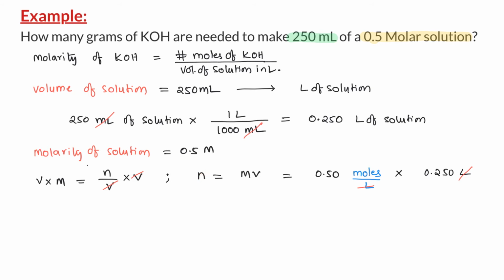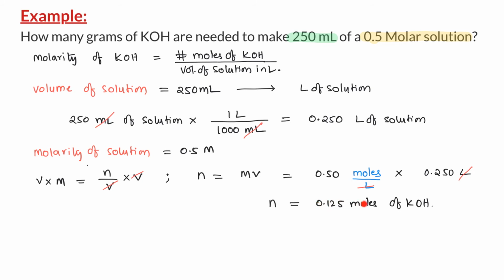If you are left over with a wrong unit, that means you have set up the formula wrong. So it acts as an internal check. Anyways, if we do the math, we get 0.125 moles of potassium hydroxide.